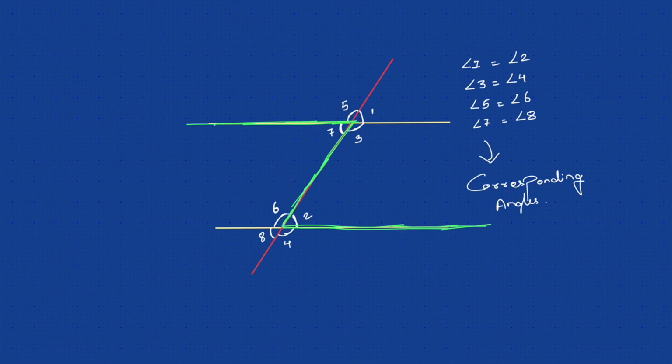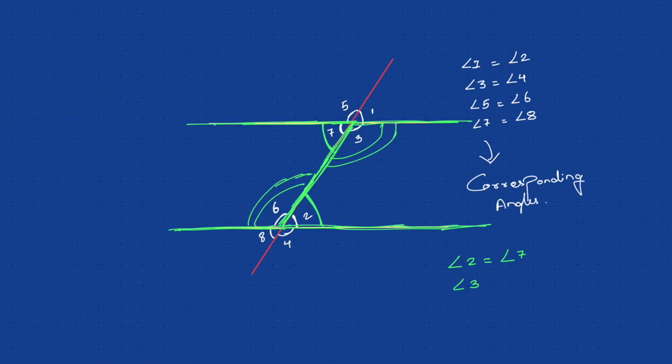Let's draw a Z. You can remember, whenever we draw a Z, we get two angles. Angle 2 will be equal to angle 7. You know the reason why this is happening? Pair of alternate angles. Similarly, draw a reverse Z. Angle 3 will be equal to angle 6. Again, the reason is that they are a pair of alternate angles. So for alternate angles, always remember to draw a Z or a reverse Z.